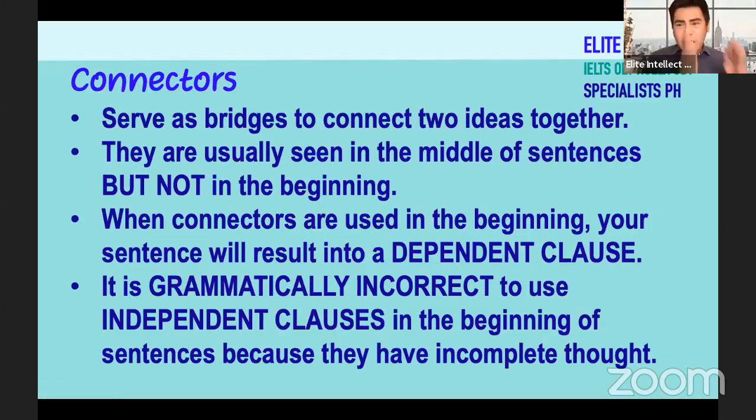Let's say, and I did it. Look at that. When you begin a sentence with that, it doesn't convey a complete thought, right? Connectors are seen in the middle of sentences, never in the beginning. It is grammatically incorrect to use dependent clauses in the beginning of sentences because they have incomplete thought. Again, that's dependent clause, okay?